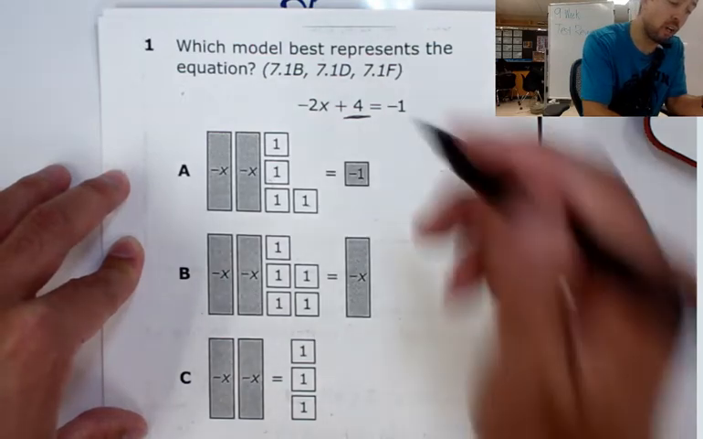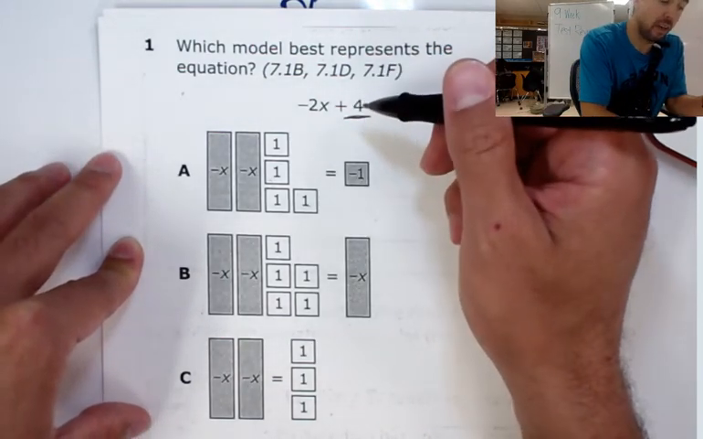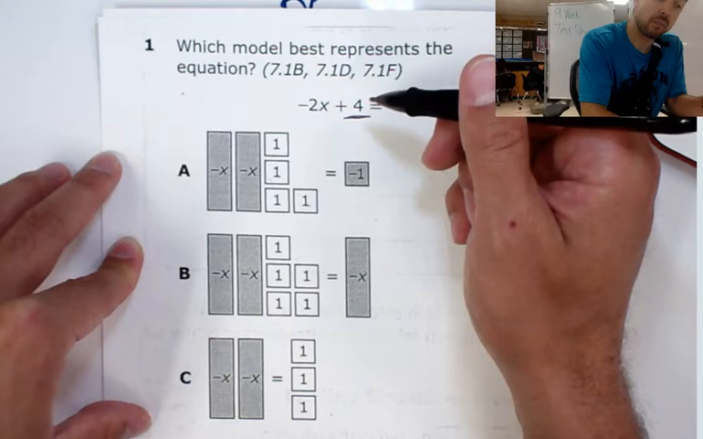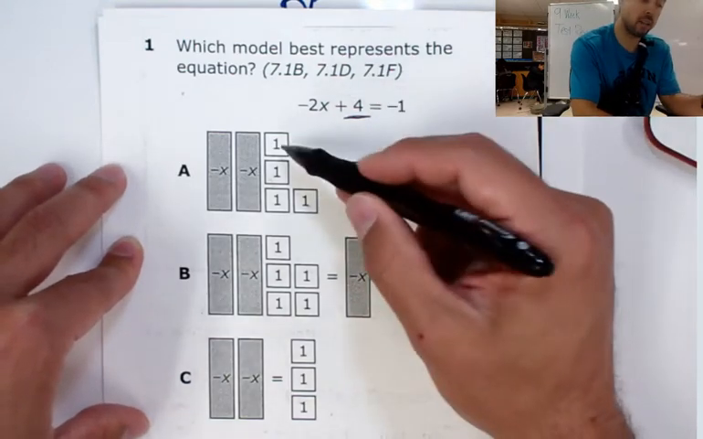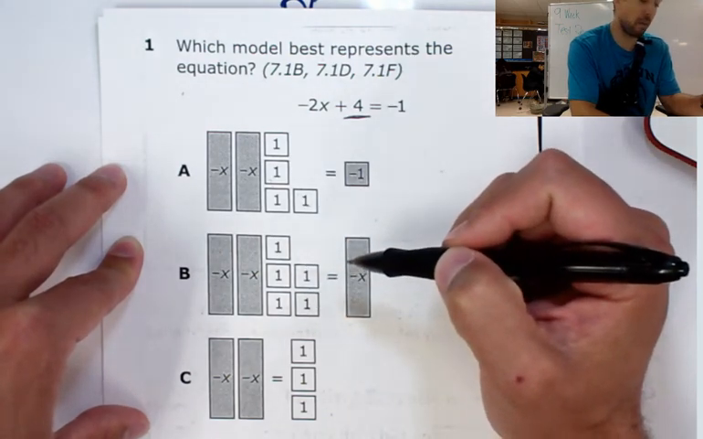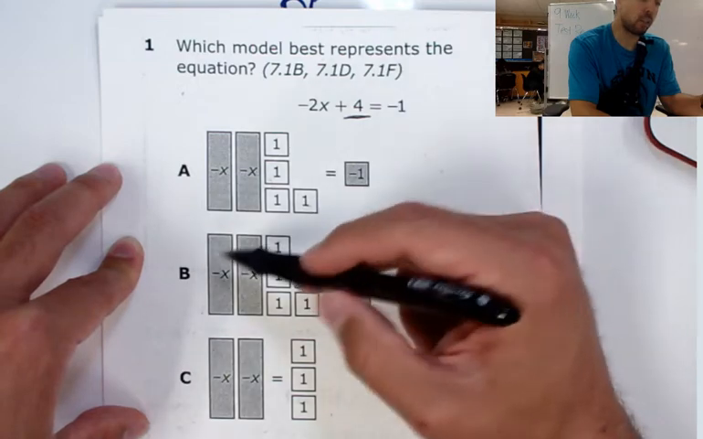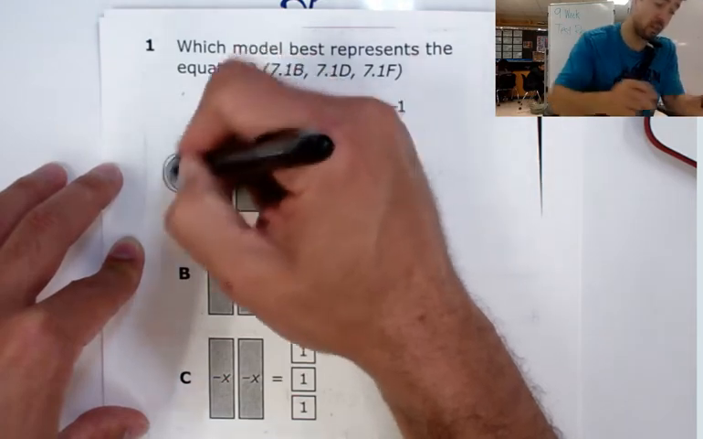Now, which one shows plus 4? A, B, or C? Well, A and? They both show plus 4, guys. Look. They both, oh, you're right. My bad. So, B actually shows plus 5. So you're right. So A is the only answer choice.